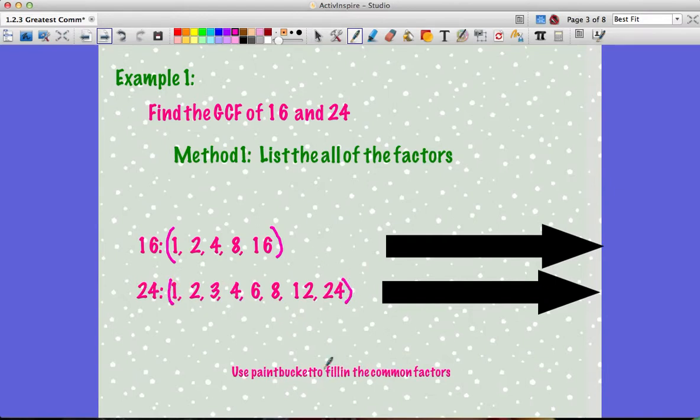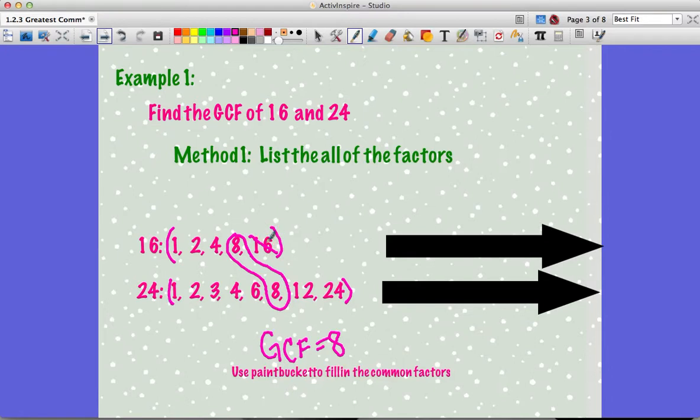Once you've listed all the factors, you want to find the biggest one that they have in common. So start with the biggest number of the smallest factor. 16 is smaller than 24, so we're going to start with 16's largest factor, which would be 16. Okay, and it does not have that in common. However, it does have 8 in common with 24. So the largest common factor, the GCF, of 16 and 24 is 8.